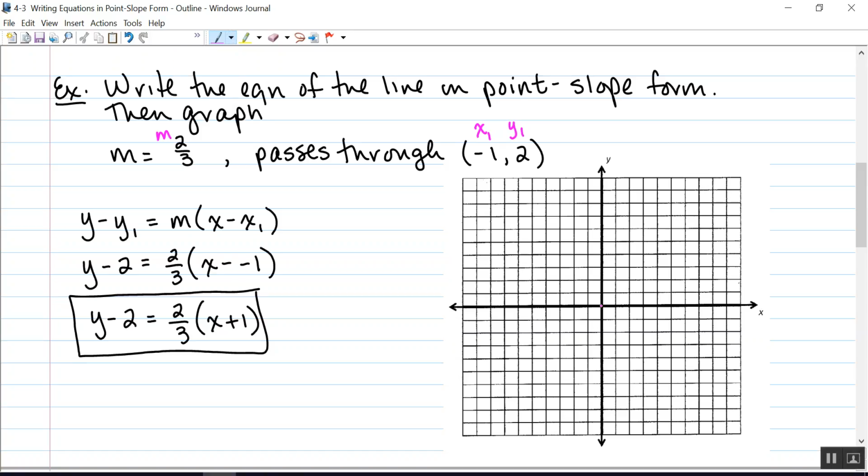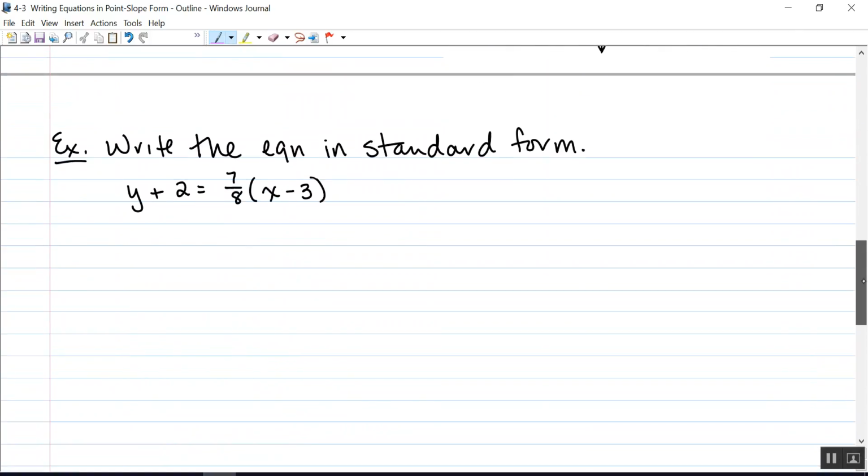I'm going to start with the point -1, 2, because I know that that's a point on the line, and then I'm going to use my slope, my m, to move. A slope of 2/3 means up 2 and right 3, or down 2 and left 3. And there's the line that has a slope of 2/3 and passes through the point -1, 2. And there's its equation in point-slope form. Let's take a look at another example here.